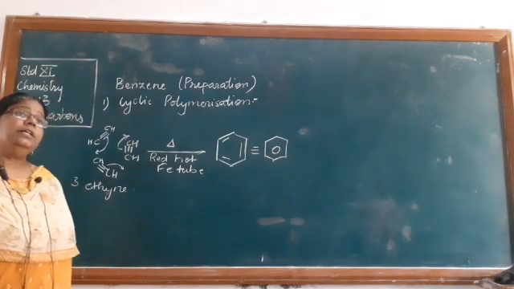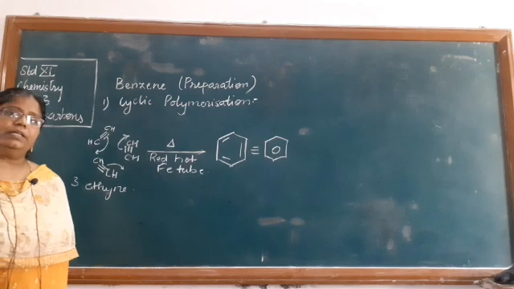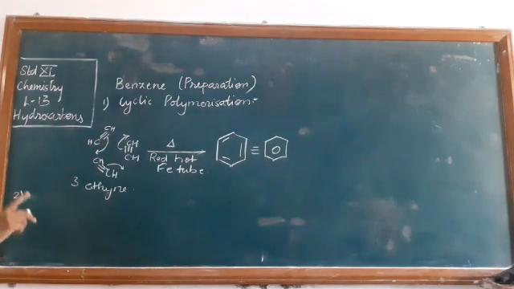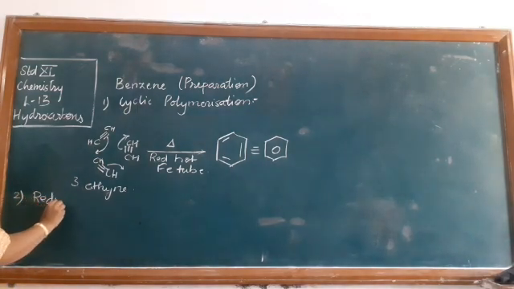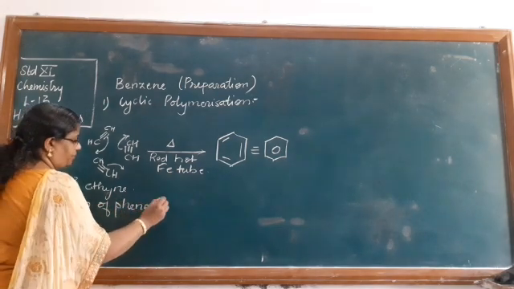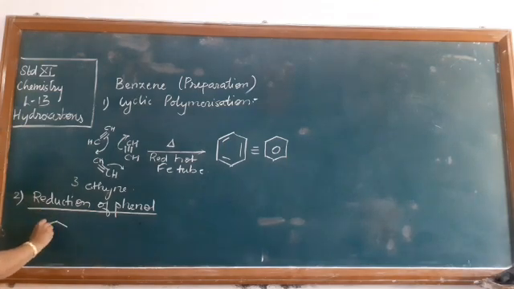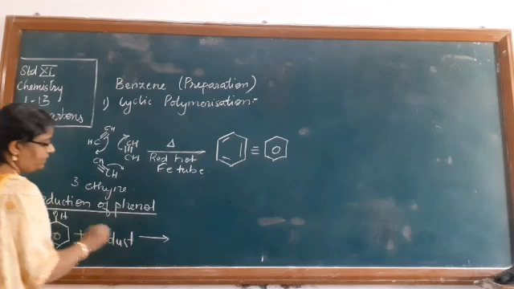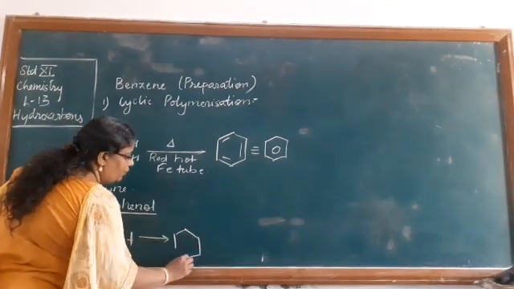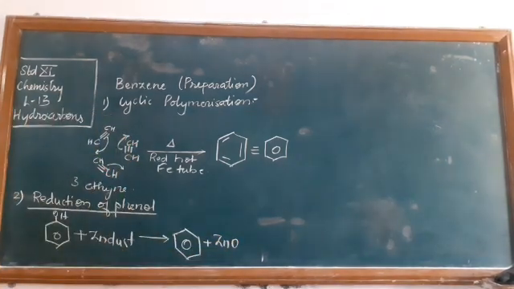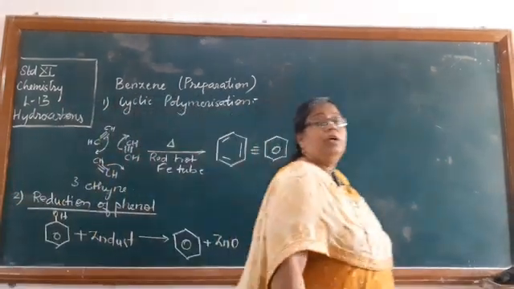Then the second method for the preparation of benzene is by the reduction of phenol using zinc dust. You take phenol, and you treat it with zinc dust. You will find the reduction takes place and you will obtain benzene with ZnO. So this is the second method for the preparation of benzene.